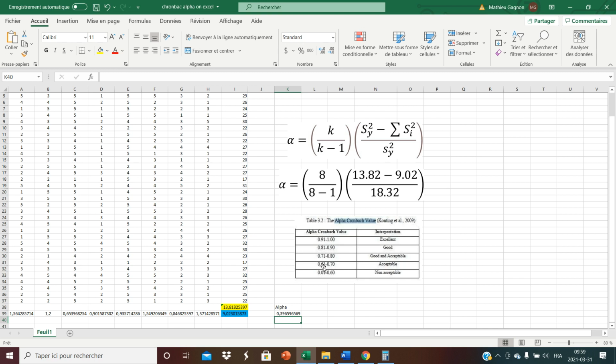Between 0.61 and 0.70, it's acceptable. 0.70 is usually the cutoff that researchers use, or sometimes 0.75. You know, it's kind of like a cutoff. From that point, they say, you know, we were confident that there was enough internal consistency. 0.71 to 0.80, good and acceptable. 0.81 to 0.90, good. 0.91 to 1, excellent.